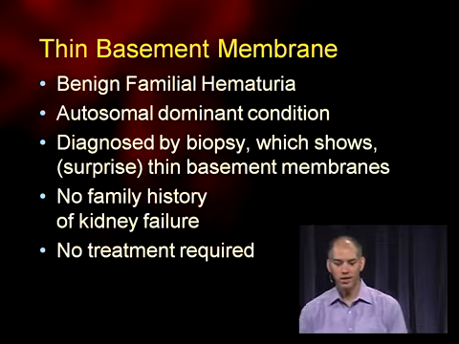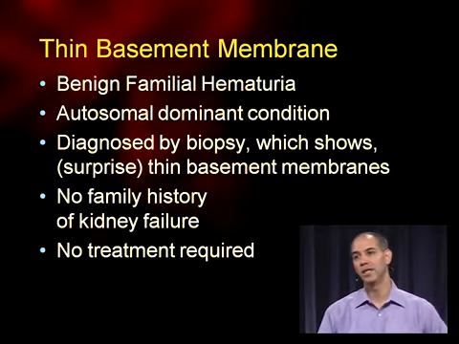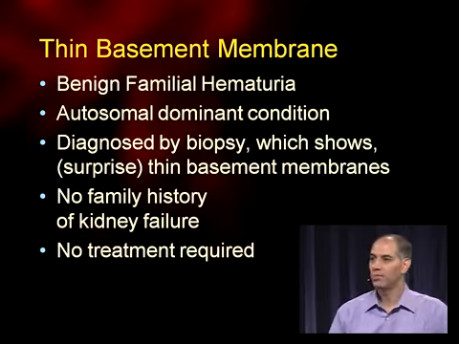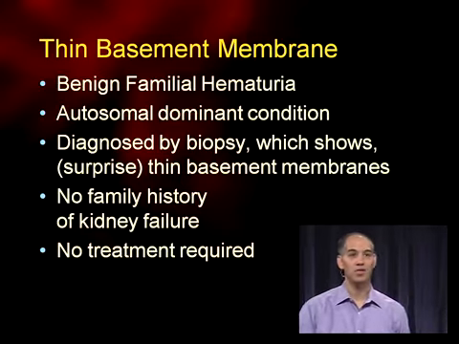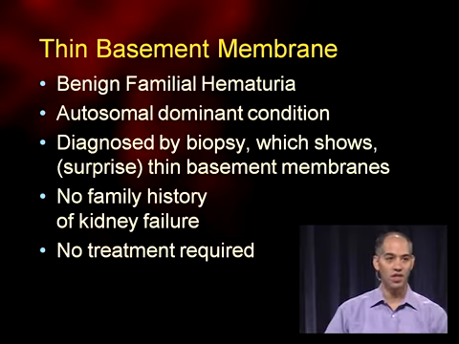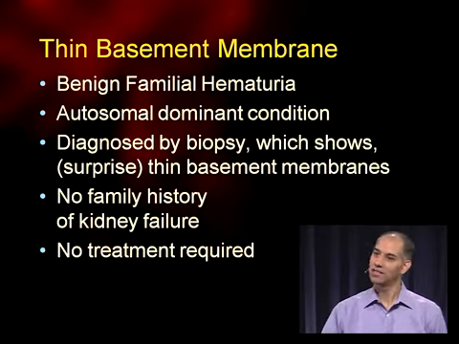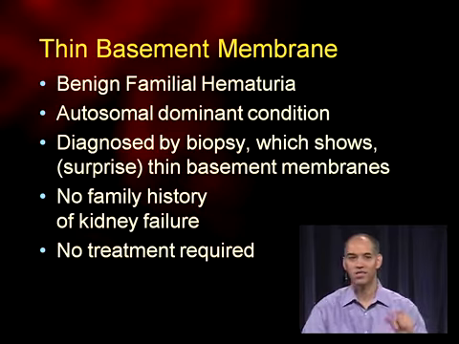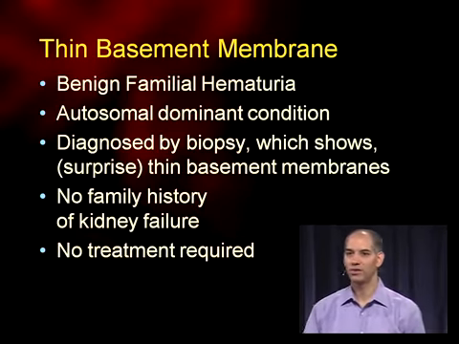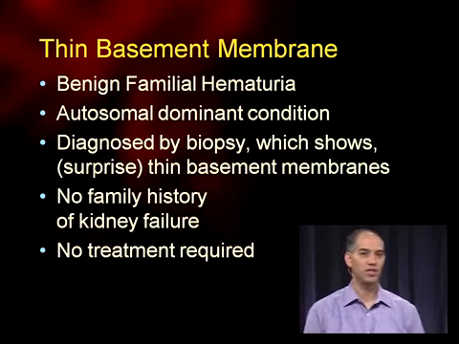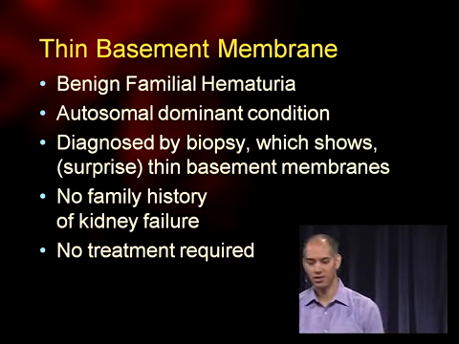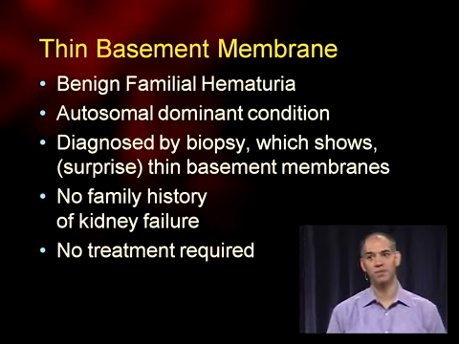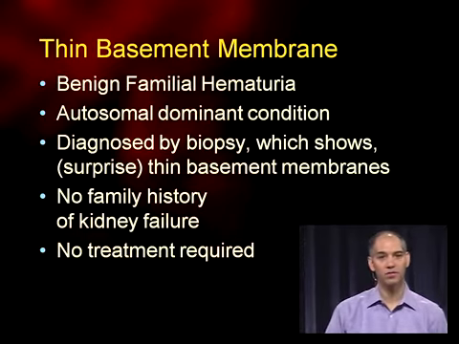Thin basement membrane disease is the cause of benign familial hematuria. It's an autosomal dominant condition that is, as the name implies, a benign condition. If you have to diagnose it, you can diagnose it by biopsy, and you see, surprise, surprise, the basement membrane is thin. And again, I'm not a pathologist, but there are, how many angstroms thick are your basement membranes supposed to be? And in these families, they just have thinner basement membranes than you and I do. And with that thinner basement membrane, blood is able to sneak out. There's generally no family history of kidney disease, and no treatment is required for this.